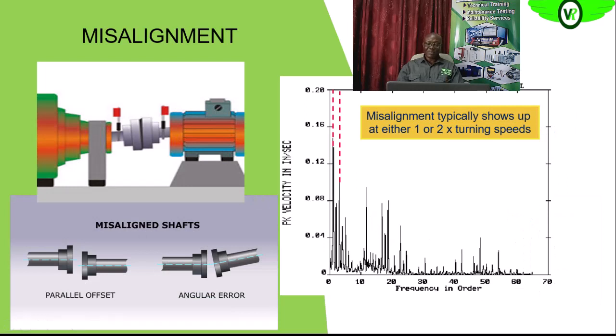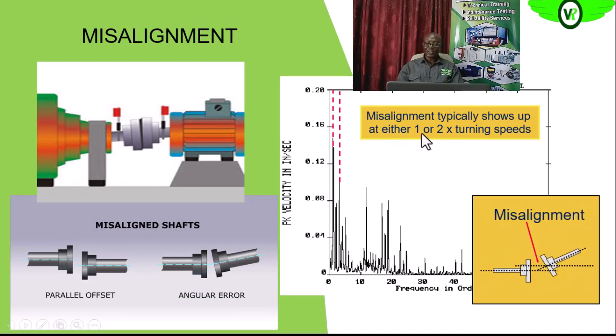So misalignment too, as you can see, you see it at 1 or 2 times the turning speed. So misalignment is when the center of each of the shafts does not coincide with the center of rotation of the shaft.